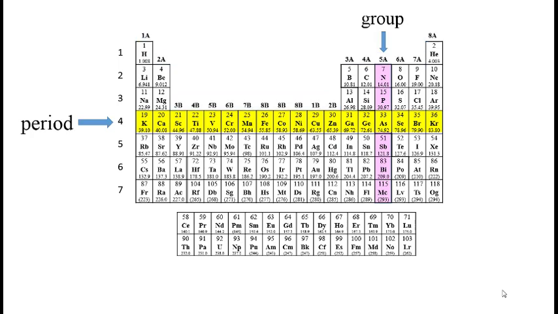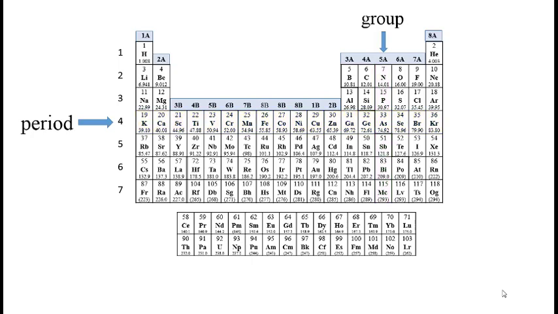An older way to number the groups is to use A's and B's. The two groups on the left are groups 1A and 2A. The next 10 groups all have the B designation, although you may notice that there are 3 groups all labeled 8B. The system then returns to A with groups 3A through 8A. With this system, the group beginning with nitrogen is group 5A. Both of these numbering systems are still commonly used.